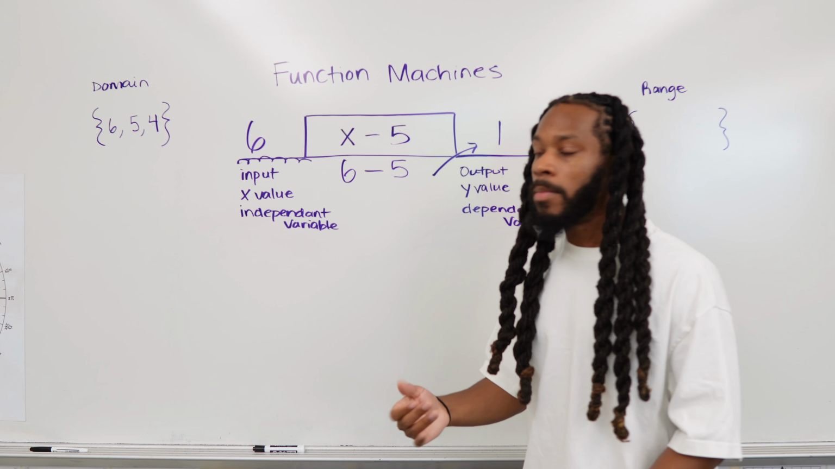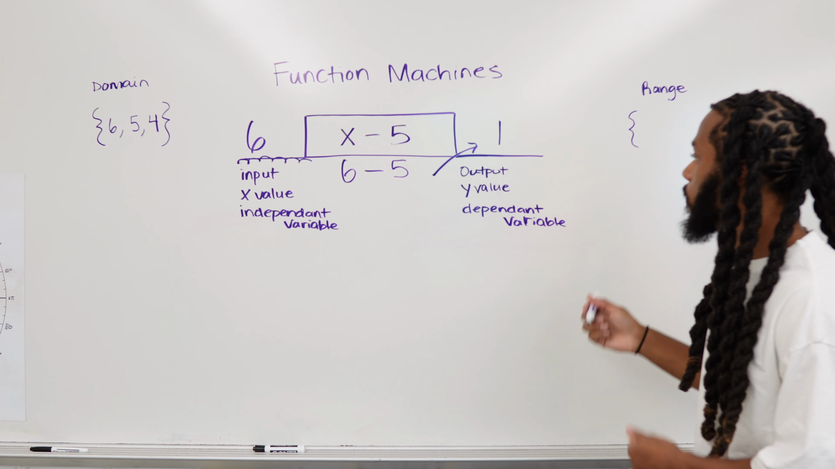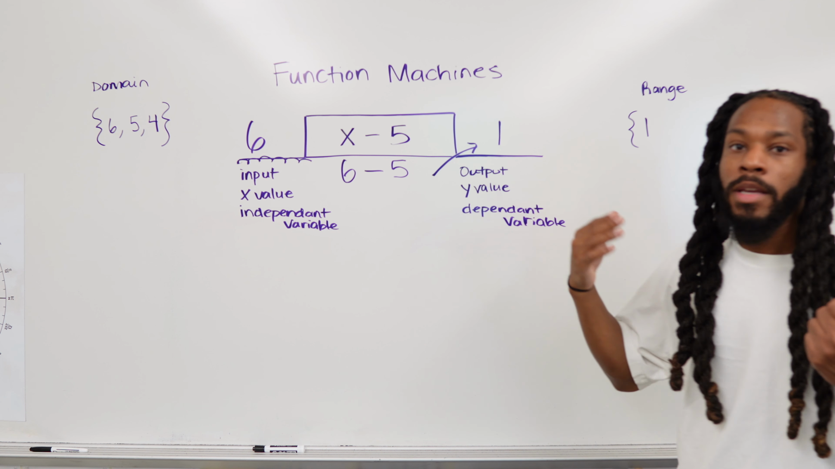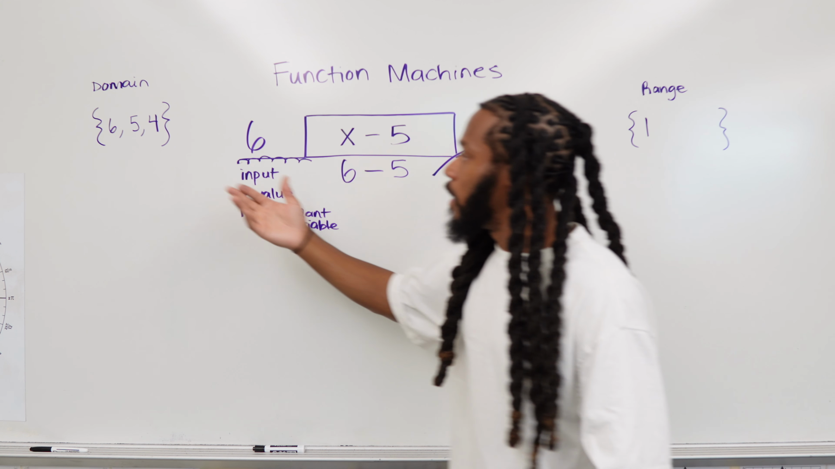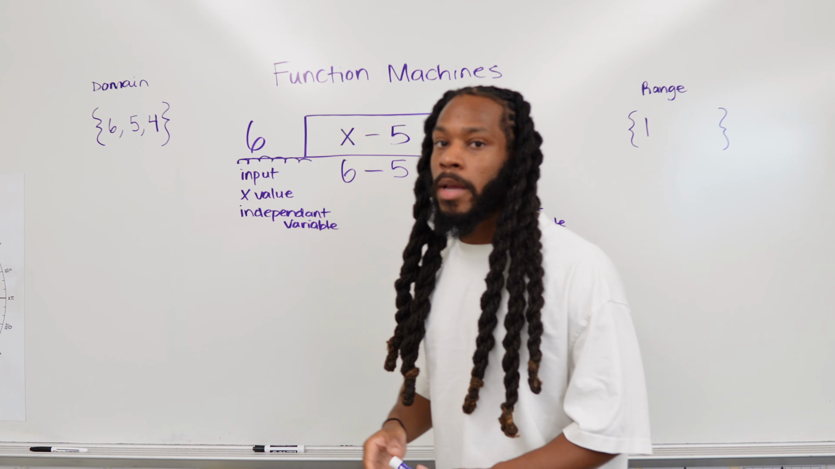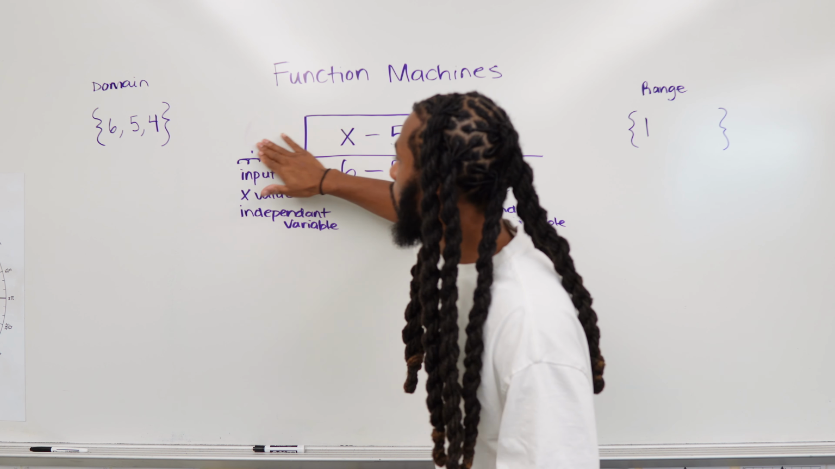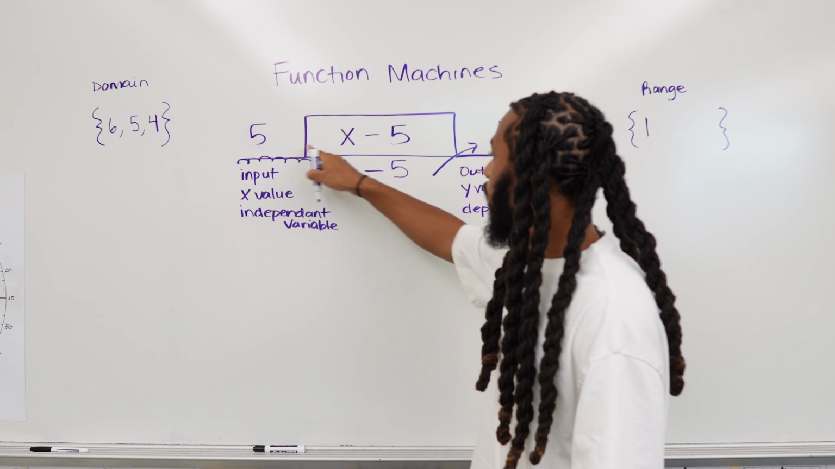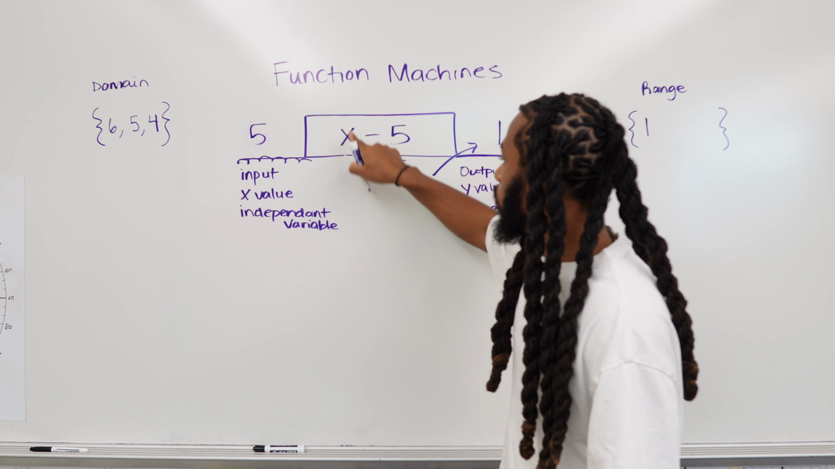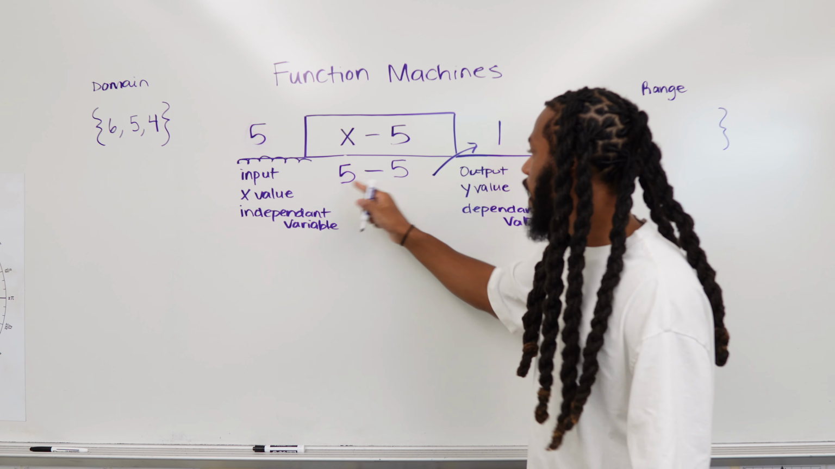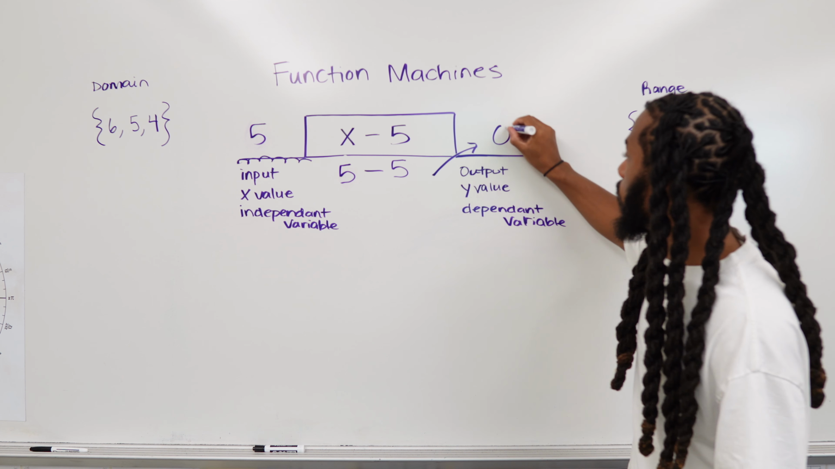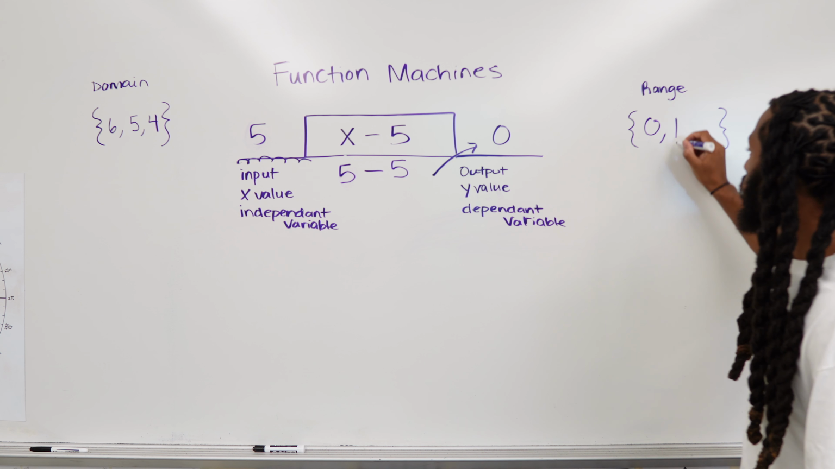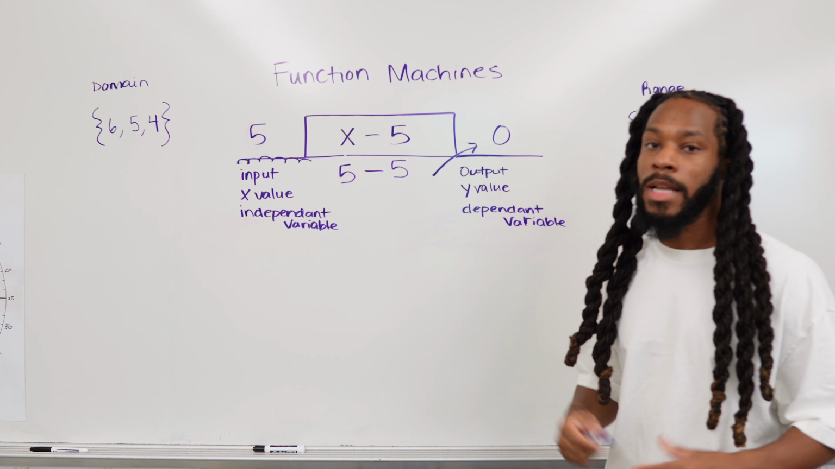Now, the set of all numbers that come out of your function machine goes into the range. And we can build our range by plugging in all of the numbers from our domain. So instead, if I wanted to plug in 5, well, the 5 will travel through the function. It will replace the x. 5 minus 5 equals 0. And then we see 0 is part of our range. And that's how a function works.